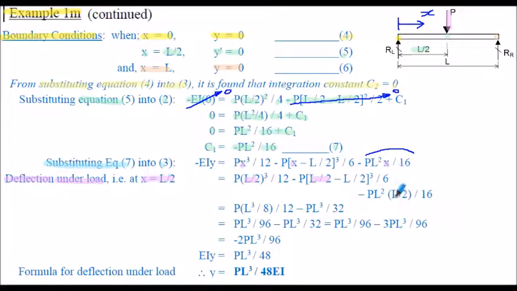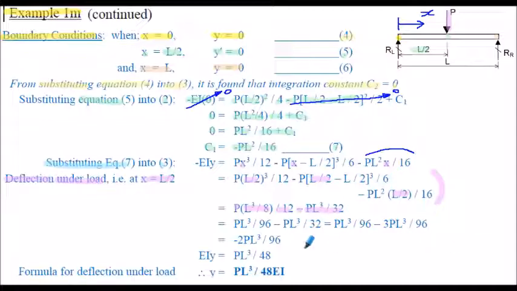So all I do now is insert L upon 2 wherever I see an x. So the first term simplifies to P multiplied by L cubed upon 8, divided by 12. The second term disappears because L upon 2 minus L upon 2 becomes 0. And my third term here is negative PL cubed divided by 32. Just simplifying this line here.